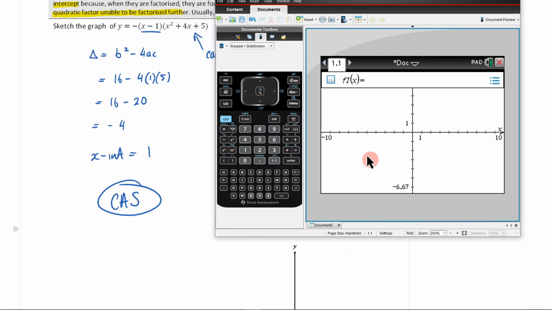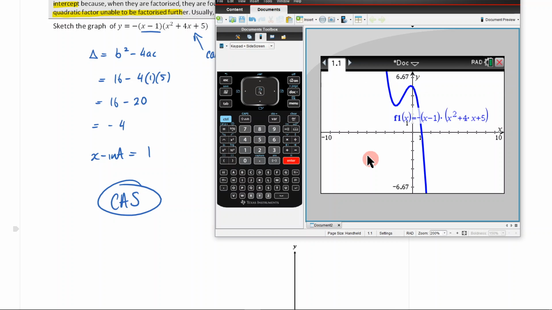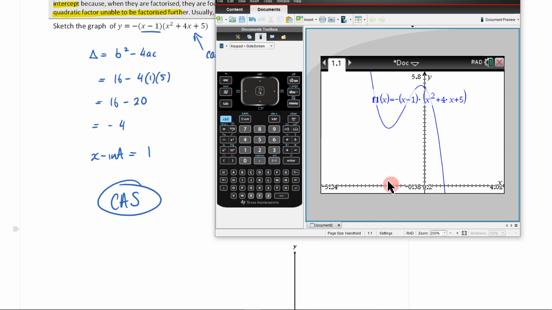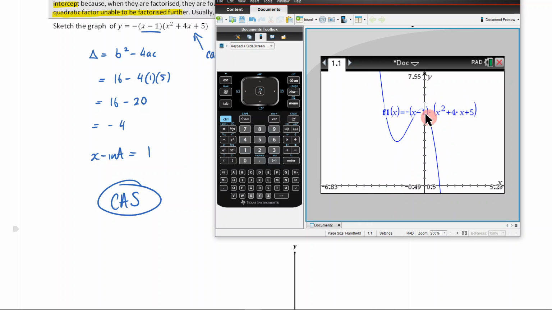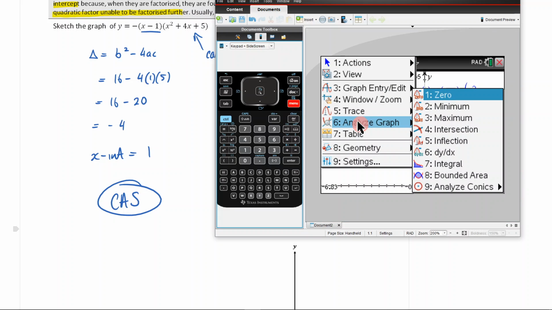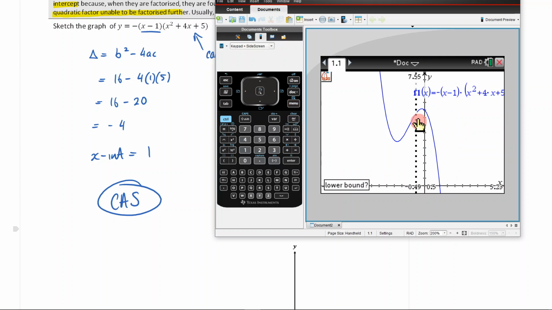And let's graph this. So we have negative brackets x minus 1 brackets x squared plus 4x plus 5 brackets, hit that. And we have something that looks like this. Now we could just find some key features of this just to help us sketch it. So what could we find? We could find our turning points. So remember, in the previous examples, we couldn't find our turning points because we didn't have our CAS, but now we can. So let's find this turning point right here by using our maximum. Let's go analyze, let's go minimum, let's find this one.